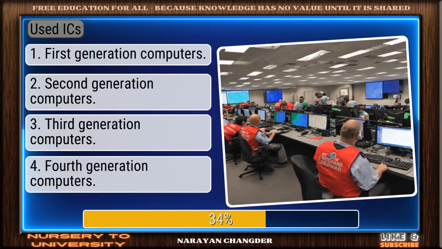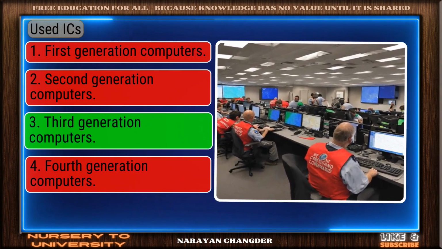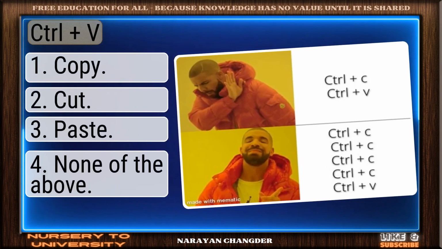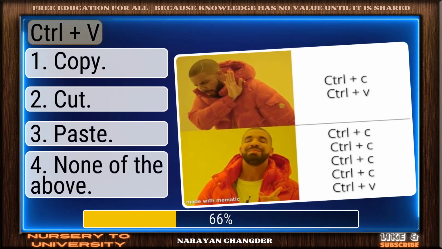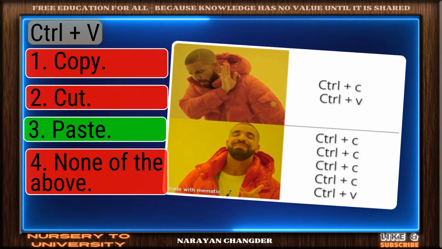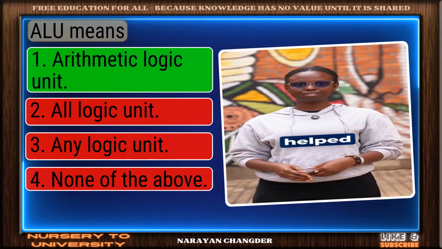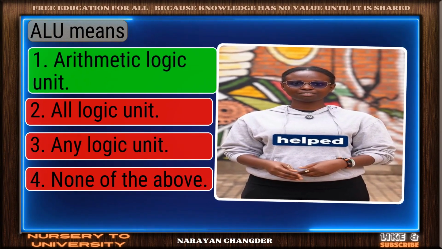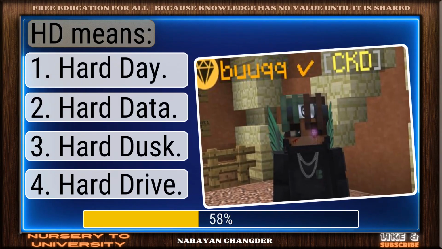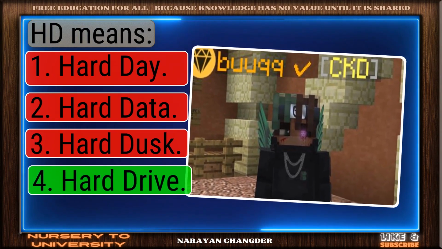Third generation computers is correct. Paste is accurate. ALU means? Smart move. Arithmetic logic unit is accurate answer. Hard drive is correct.